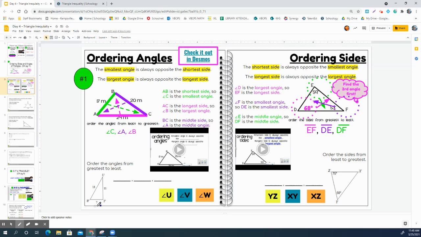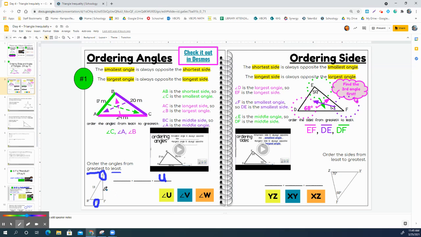So if 7 is my smallest number, which angle is my smallest side? Or if 7 is my smallest side, which is my smallest angle? I know it's super tiny in the bottom of the screen. The U is opposite the 7, so that's the smallest. It's asking me to go greatest to least, so that smallest angle has to be at the end.